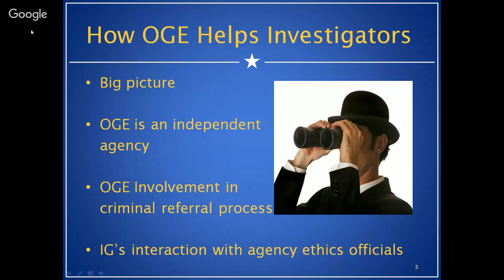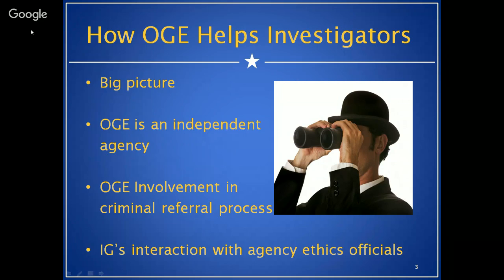And one thing I would like to mention, though, in this consultation role is that ethics officials do not represent the employees who they are giving advice to. So there's no attorney-client privilege between an attorney ethics official and an employee to whom they're advising. So if an IG needs information from an ethics official, the ethics office is obligated to turn over that information. And of course, we also likewise encourage ethics officials to work with the IGs.